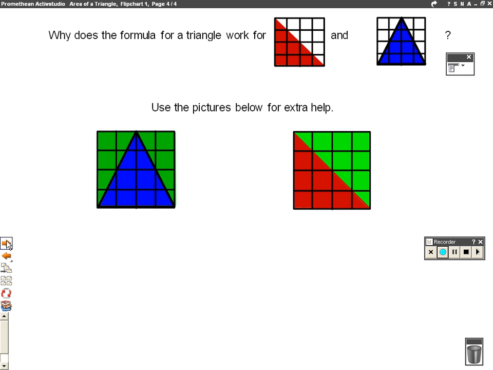All right, so my question is, why does the formula for a triangle work for the first picture and for this one? Use the pictures below for extra help if you'd like. Go ahead and pause the video and take a moment to discuss that.